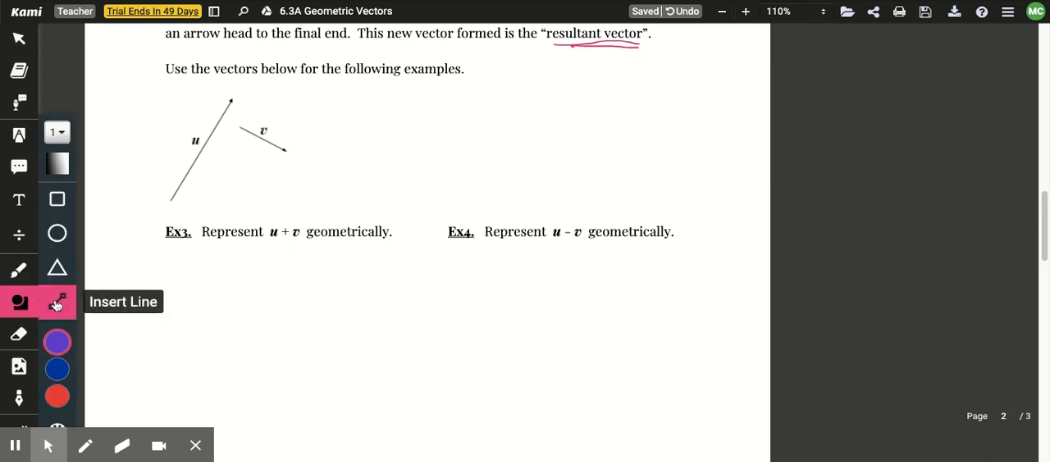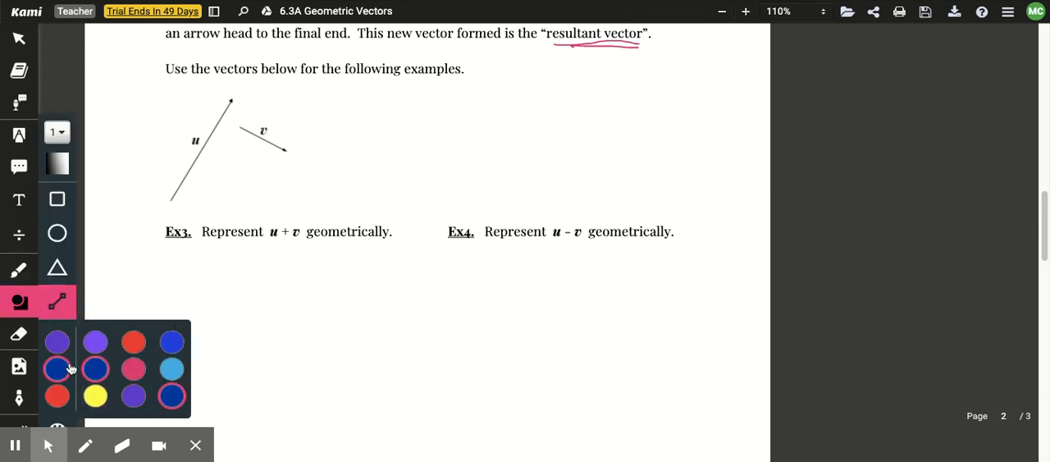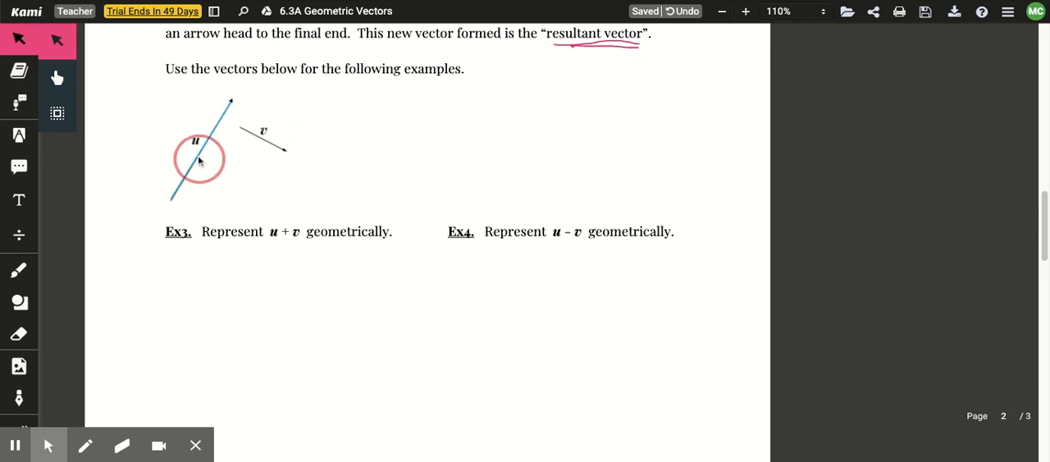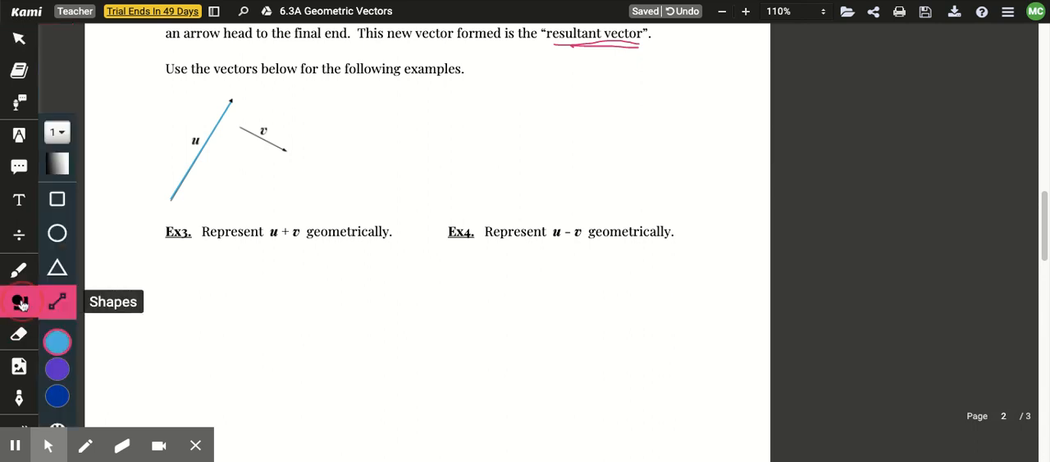I wonder if this is going to work. I meant to try this before I started the video, but anyhow, we'll try it now. Okay, so I'm going to use a light color here. The first thing I'm supposed to do is find u plus v. So I'm going to start by tracing u here. And then I want to see if I can move that vector. Oh, it's not going to let me do it. Okay, so I'll just recreate it.